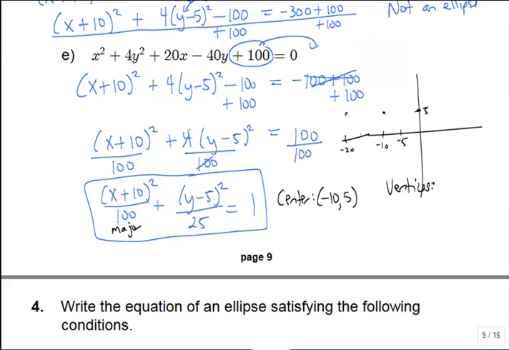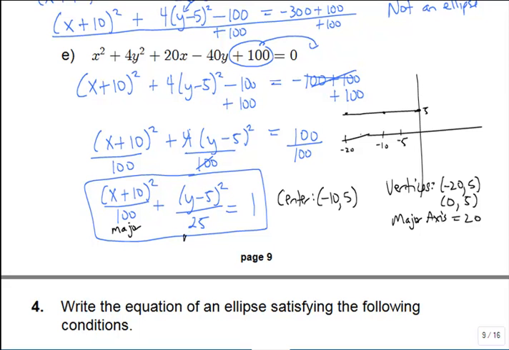So the vertex on the left is at -20 for x, and notice it's still at a height of 5 for y. This vertex on the right is at 0 for x and at a height of 5. And what's the major axis length? Since we went 10 to the right and 10 to the left, that's a total length of 20 going across. Alright, now let's do the y direction.